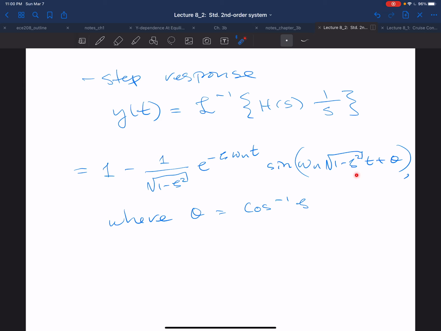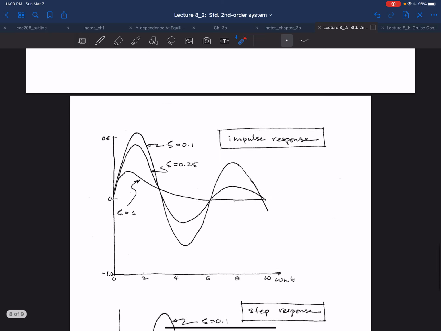And they have an angular frequency of omega n times the square root of 1 minus zeta squared. So that's one way of relating the locations of the poles to the form of the response that we get. The real part determines the rate at which the oscillations decay, the imaginary part the frequency of those oscillations. But there are other ways we can relate these two parameters, zeta and omega n, to the locations of the poles.